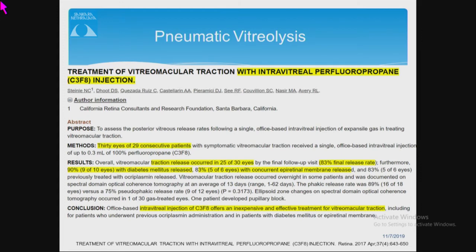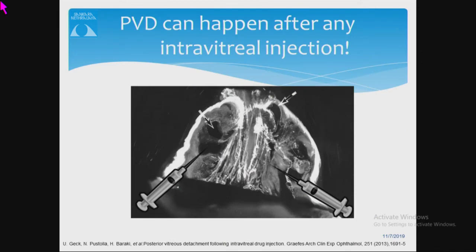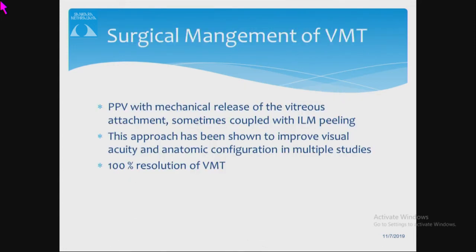In a case series of 30 eyes with vitreomacular traction, on whom intravitreal C3F8 injection was tried, approximately 83% of the eyes had a final release rate, and the benefit was that there were no side effects related to the injection. In fact, any injection in the vitreous can cause posterior vitreous detachment and release of VMT. Lastly, the surgical management of VMT.